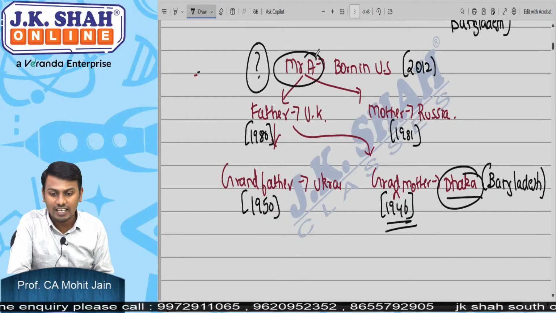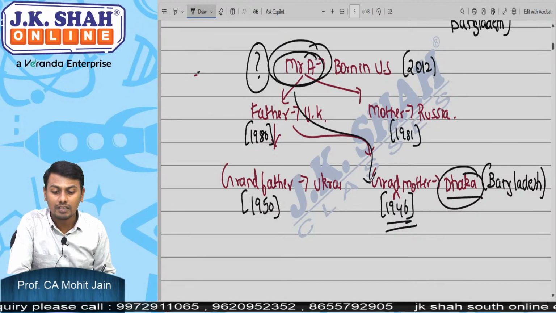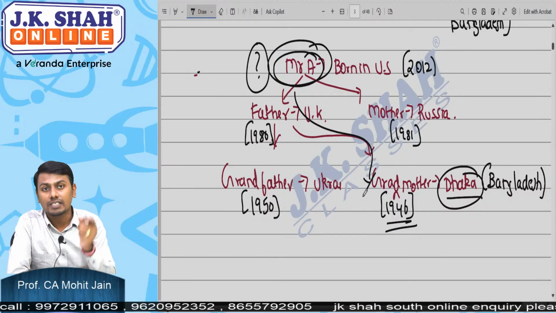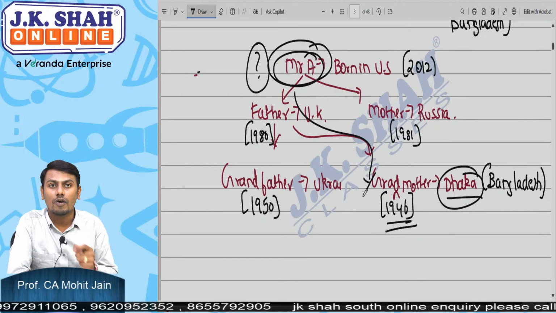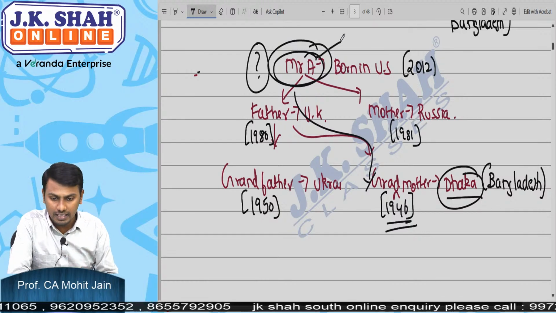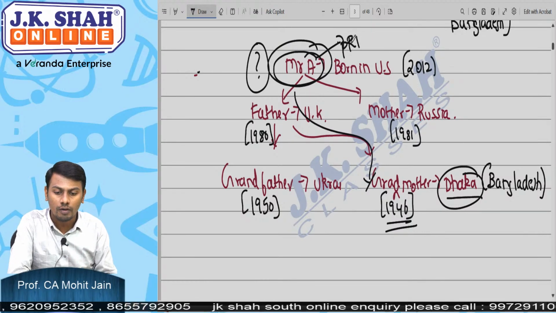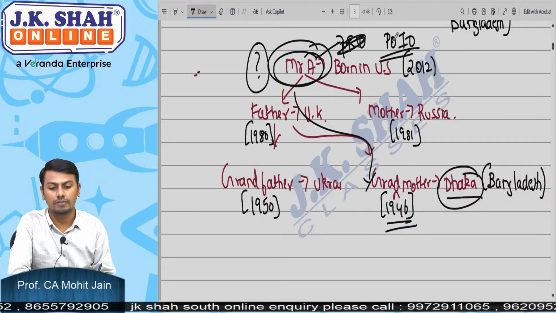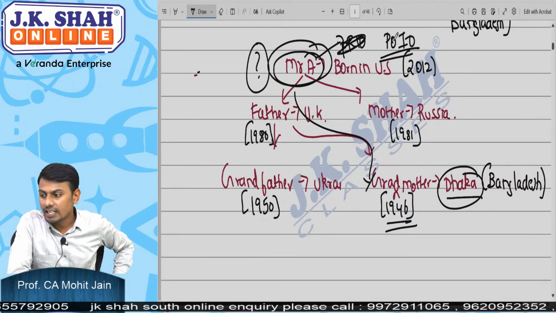So can I say Mr. A's grandmother was born in what? Undivided India. Since Mr. A's grandmother was born in undivided India, Mr. A is a person of what? Indian origin. Person of Indian origin. Is this clear to everyone?